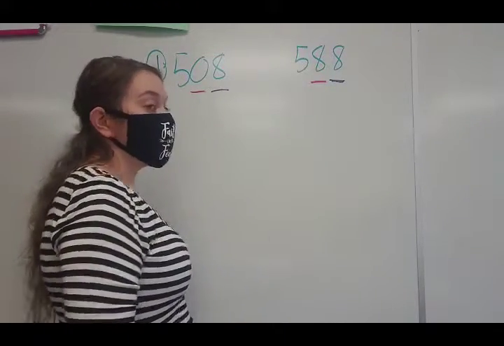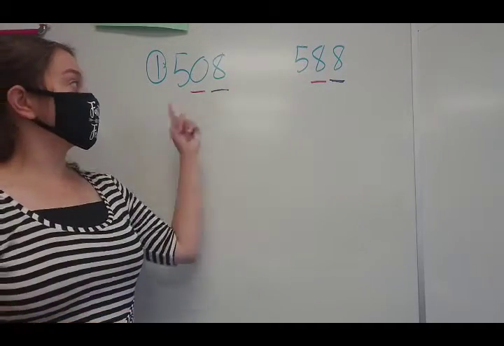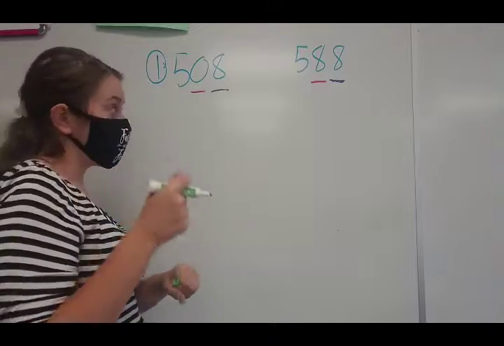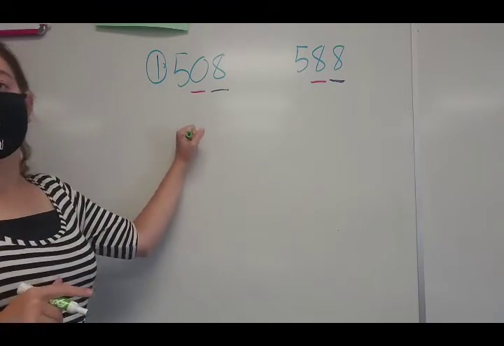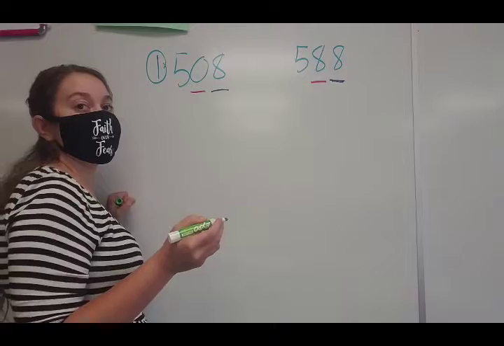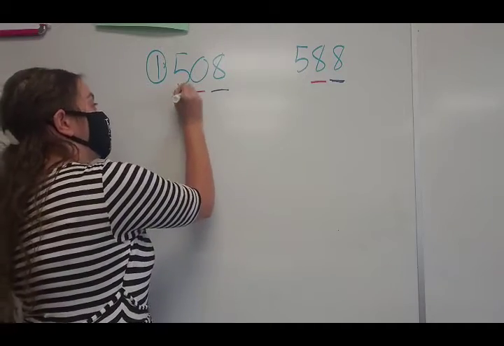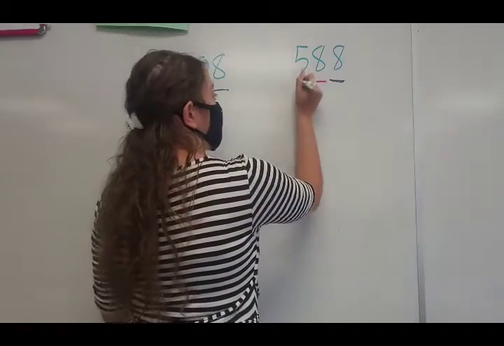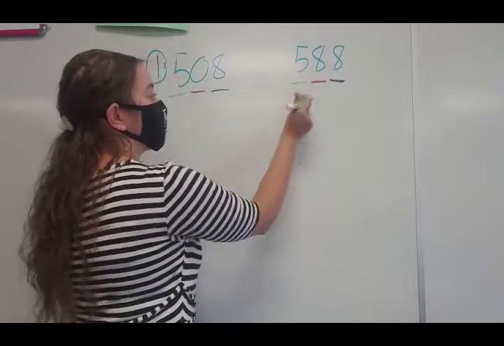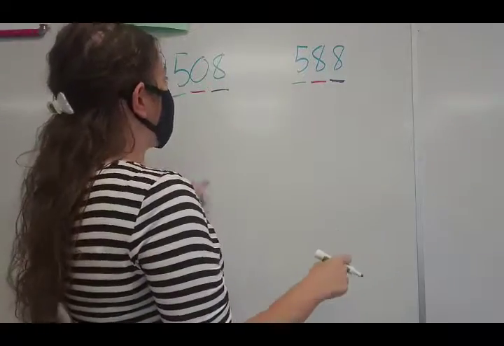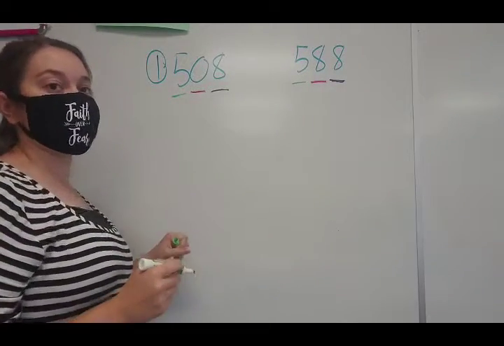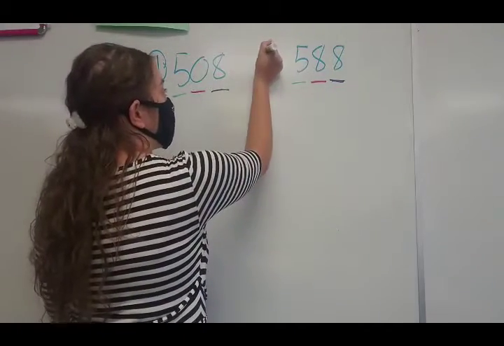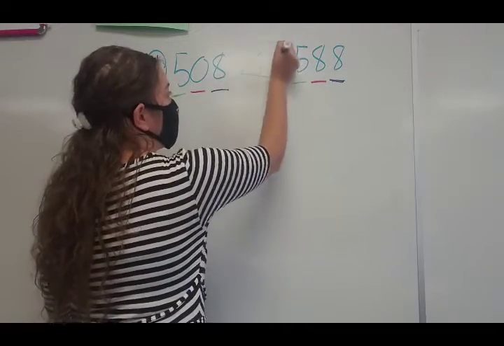But we could still have a bigger number if one of these are different, right? So let's look and see. What is in my hundreds place here, Charisma? 5. And Sweet, what's in my hundreds place here? 5. Alright, so our only different number is in our tens place. So is 508 less than or greater than 588? Charisma? Less than.